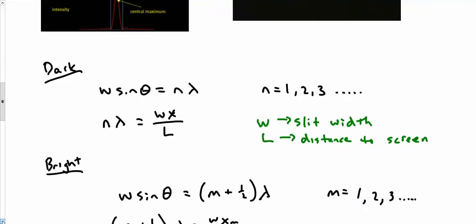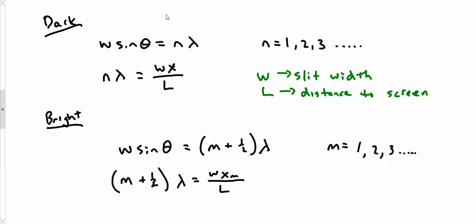So we can have dark fringes and bright fringes. There are two formulas here for the dark fringes. W is the slit width, L is the distance to the screen, and X is the distance from the center. And the same down here. Oddly enough, in double slits it was the darks that had the plus a half, and now it's the brights that have the plus a half. N is 1, 2, 3.